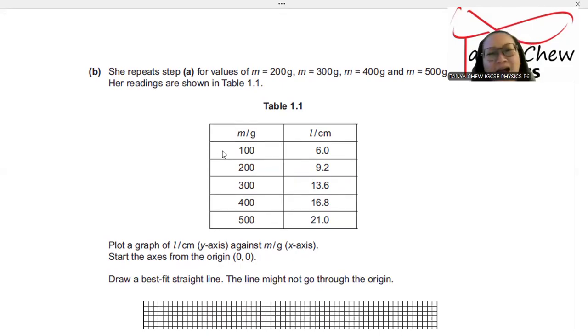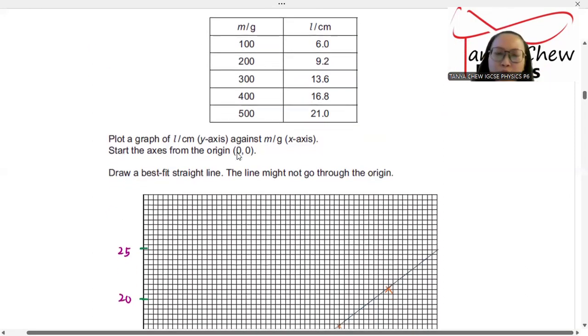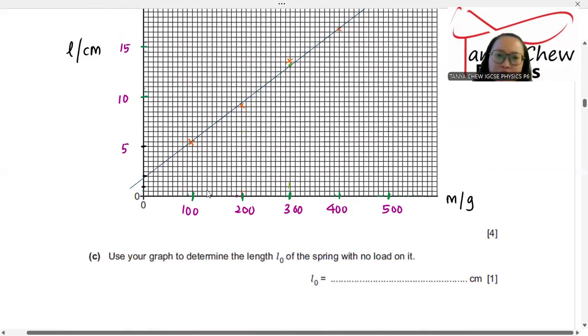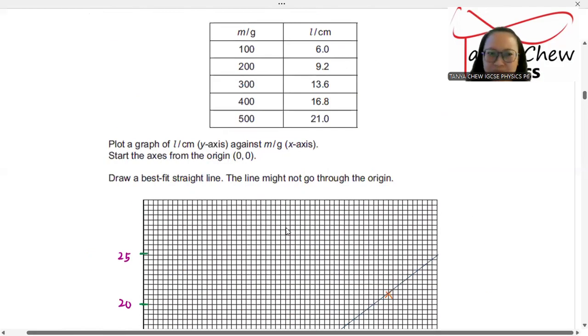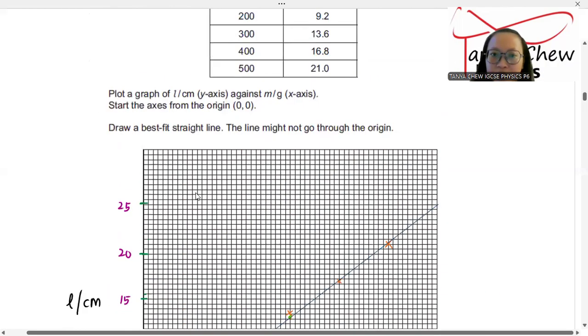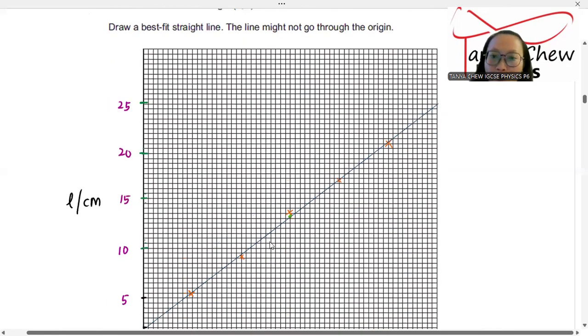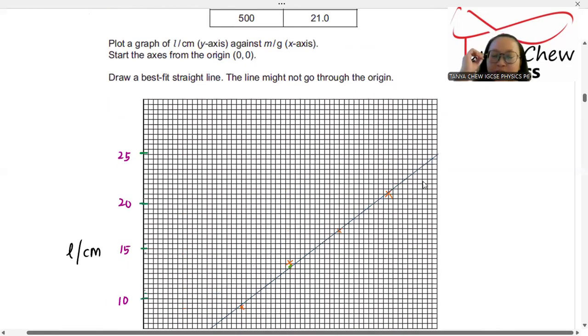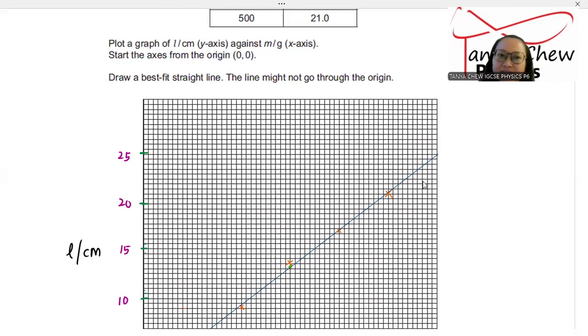For mass, I don't think you face any problem because the gap in each reading is supposed to be 100. So I just put 100, 200, 300, 400, and 500. And for L, because I want easy values, the gap between the readings will be 5 cm each. 10 small boxes is a 5 cm gap. So I plot all my points here. You see, not all the points are aligned on my straight line, but I just want to make sure that I draw the best fit line.